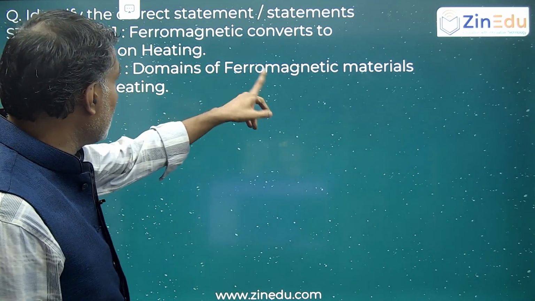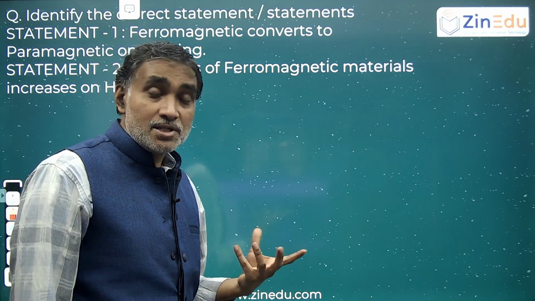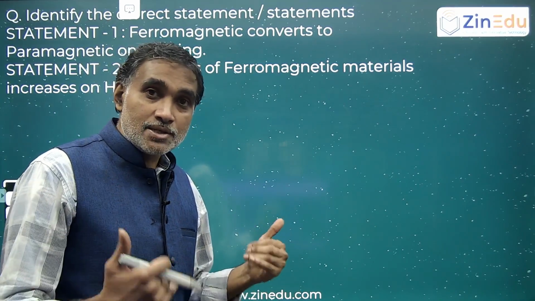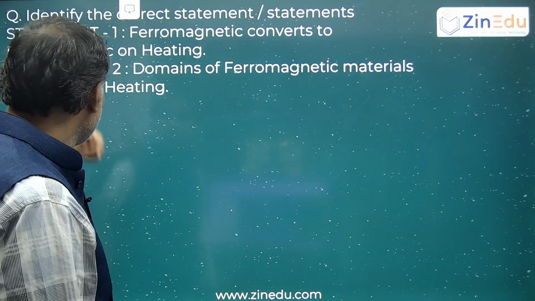Statement 2, domains of ferromagnetic materials increase on heating. That is wrong. Once you heat it, disorderliness increases, so domain size should decrease. They do not increase. So that is wrong. Statement 1 is correct, statement 2 is wrong.